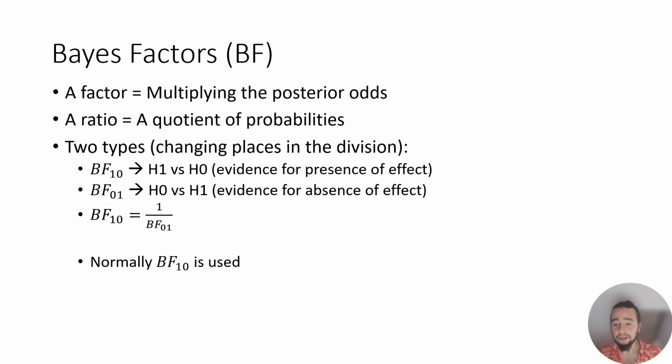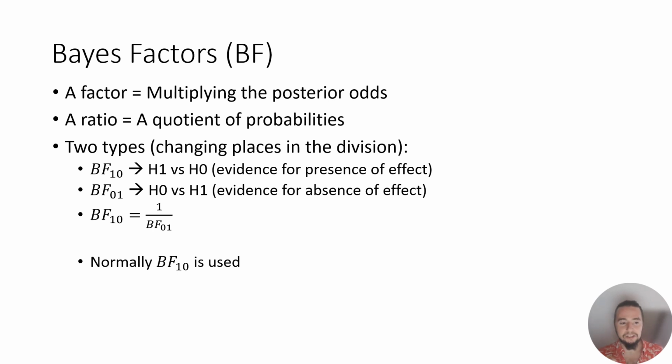Therefore, it's a factor, it's something multiplying something. More concretely, the Bayes factor is multiplying the prior odds. It's not the posterior odds like this, it's the prior odds. And it's a ratio, a quotient of probabilities. Therefore, it's really useful to have that, because we can have two types.